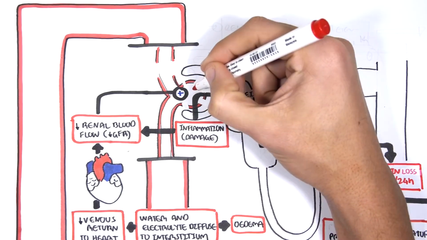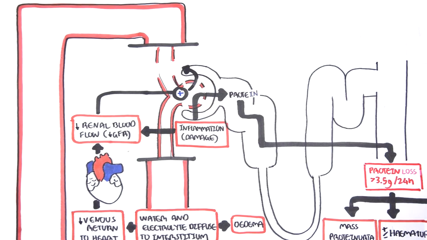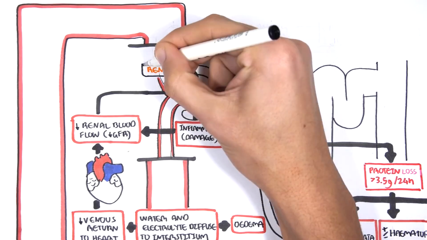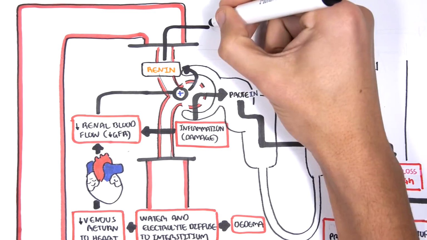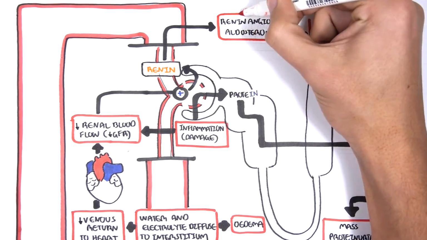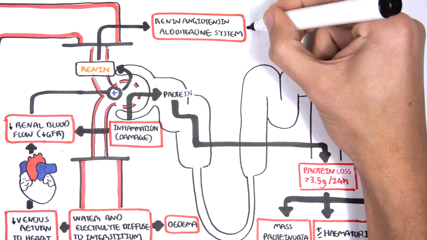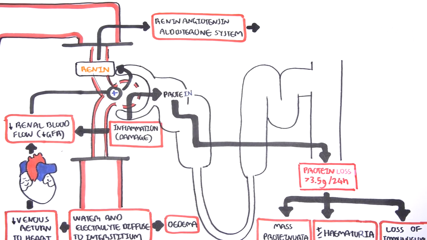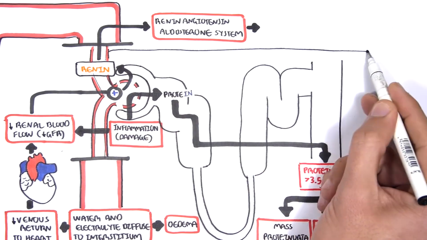So when you have a decrease in the glomerular filtration rate and the blood flow, this will actually stimulate some cells at the head of the nephron to produce a molecule called renin. Renin is important, and it will activate what is known as the renin-angiotensin-aldosterone system. The function of the renin-angiotensin-aldosterone system is to essentially increase blood pressure to compensate for the decrease in vascular volume and the decrease in GFR.